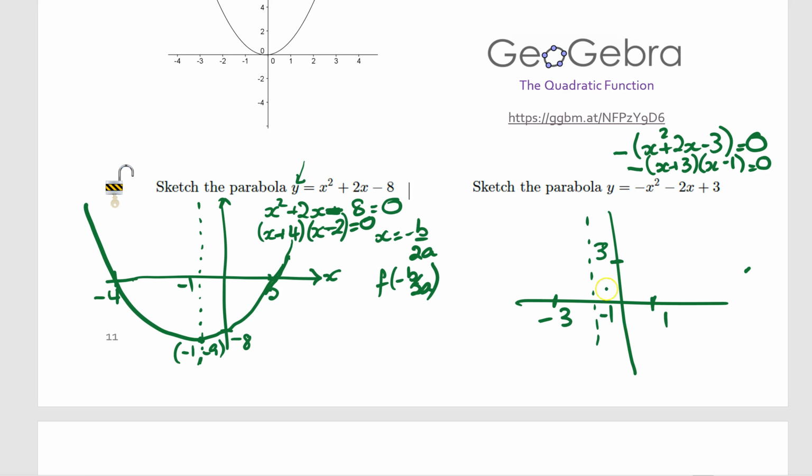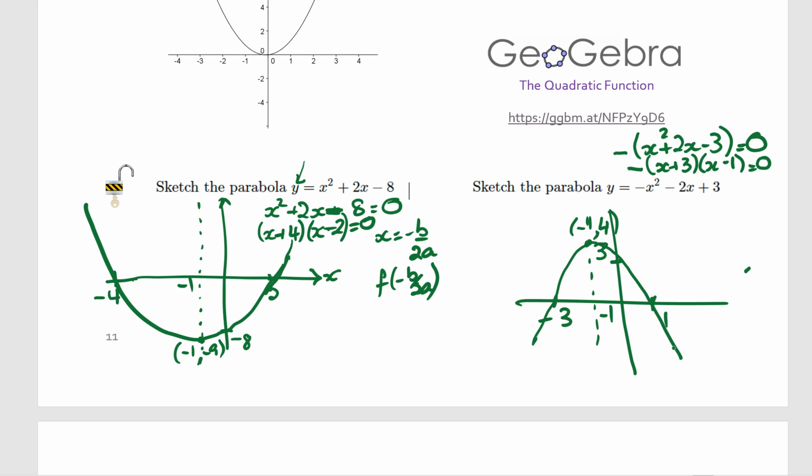The y value, when x equals -1, we can put it into this or this or this. It's probably easiest in this. So when x equals -1, this bracket will become +2. This bracket will become -2. So +2 times -2 is -4. And then this minus makes it a +4. So our vertex, which is called a maximum now, happens at -1, 4. So my parabola, and I'm very messy here, my parabola looks like that.